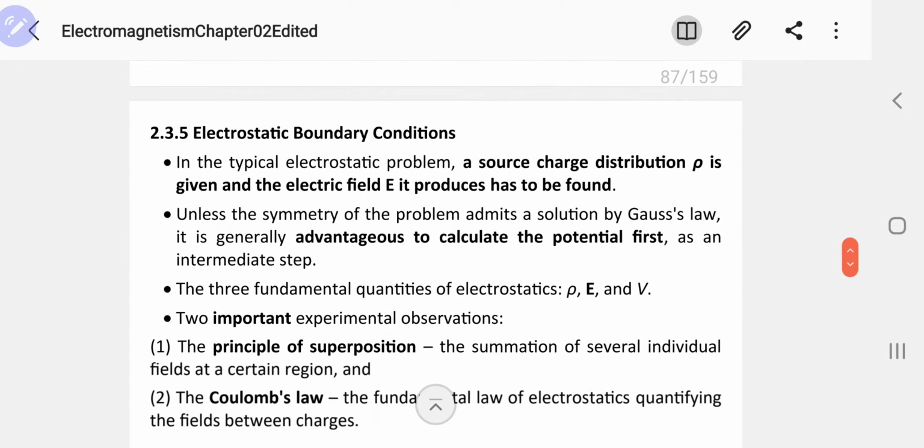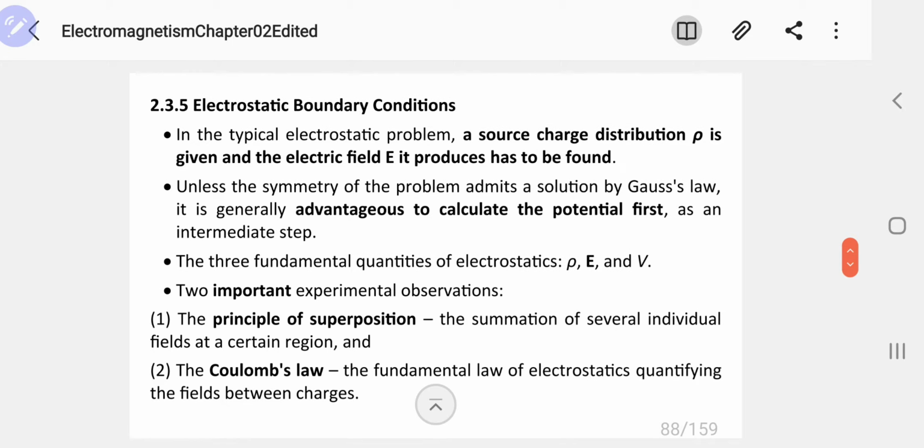2.29. And now let's go to the electrostatic boundary conditions, because just like our reference point in calculating the electric field and the electric potential, we needed the reference point. That's one of the boundary conditions. There are also other boundary conditions that we're going to discuss. These are the electrostatic boundary conditions. So let me just read.